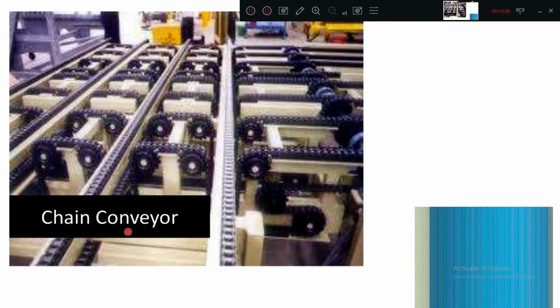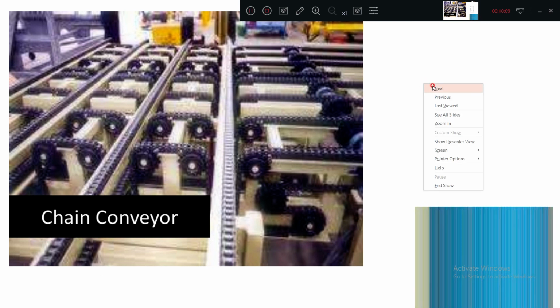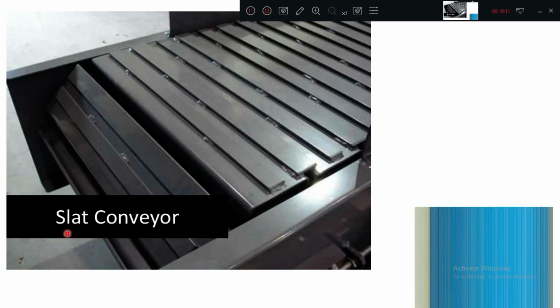So this is a chain conveyor, means what? Continuous chains are there, chain links are there moving on the rollers, so the transportation of the goods takes place. Here, slat conveyor, what do you mean by this one? Slat conveyor, so here pallet kind of things can easily move.